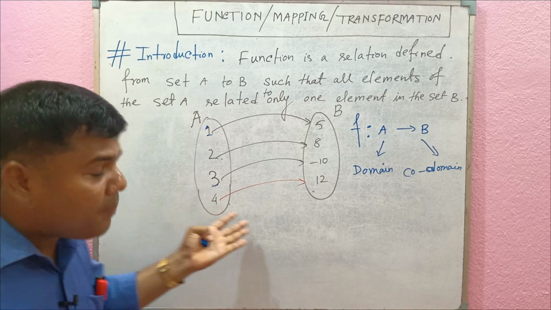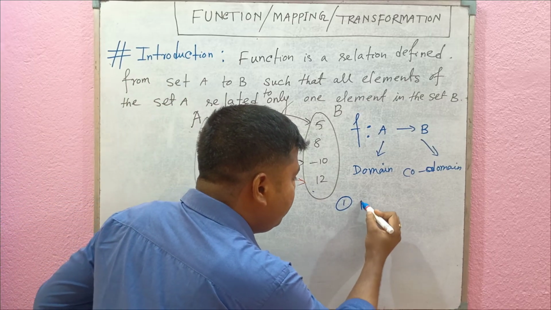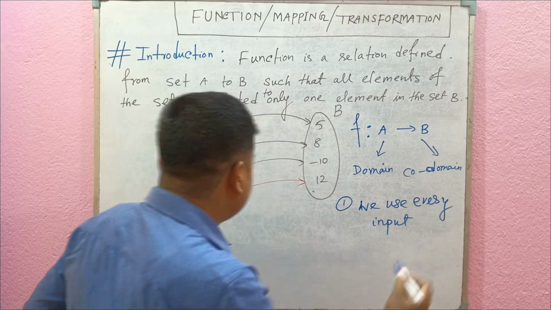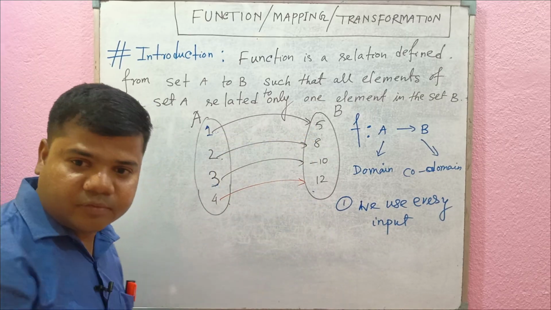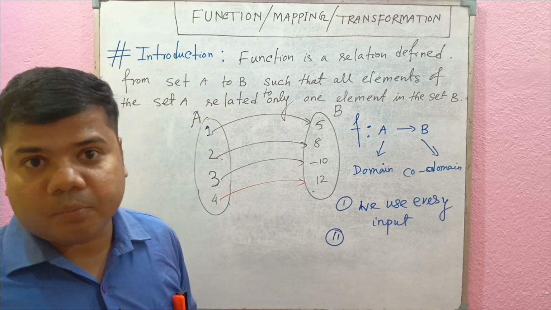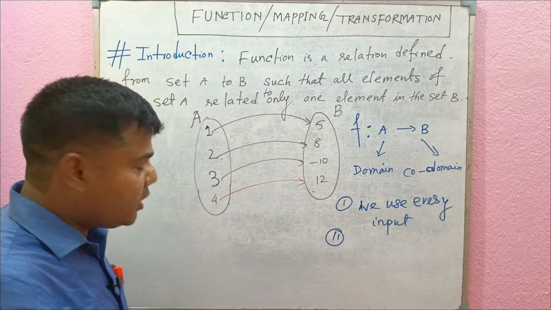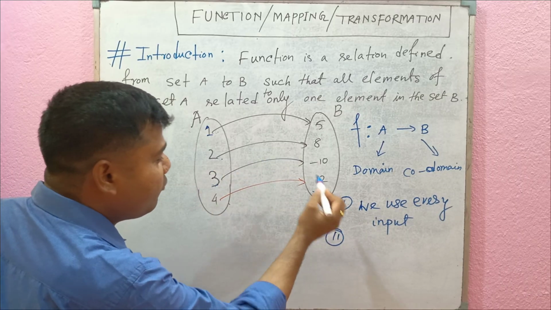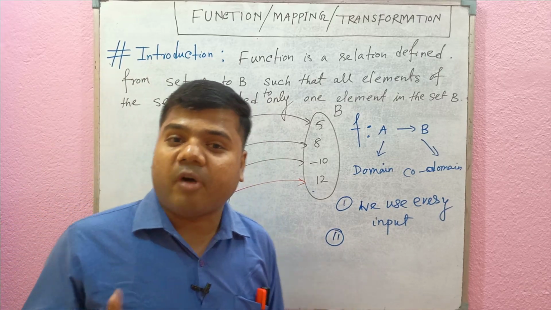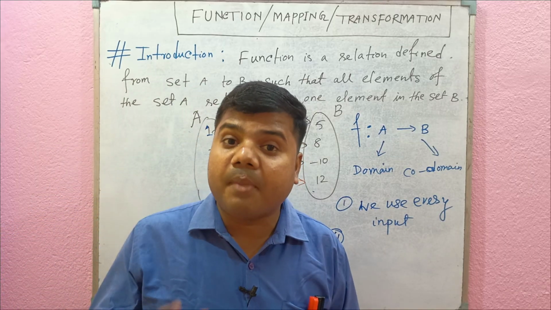Okay. Now, is this a function? Yes, this is a function because here we use every input, like 1, 2, 3, 4. Every input we use, and we can get only one output. The output of 1 is only 5. The output of 2 is only 8. The output of 3 is only 10. And the output of 4 is only 12. So, this is a function. You must remember 2 points. We use every input and we get a unique output. You cannot get multiple outputs. Okay.